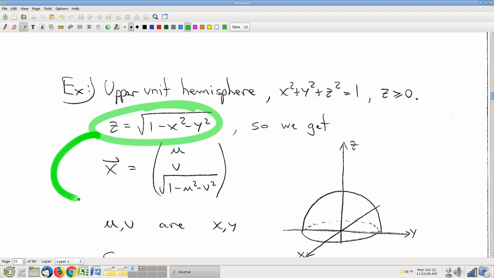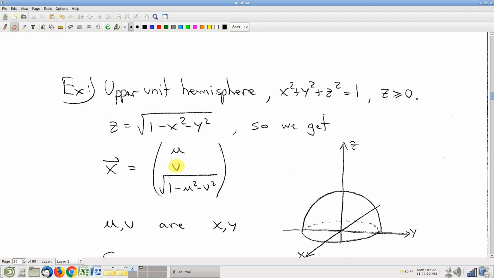And then notice I just play the usual game, right? Let x be u, let y be v, and then z is what it has to be. There's our parameterization. So that's a parameterization of that sphere.